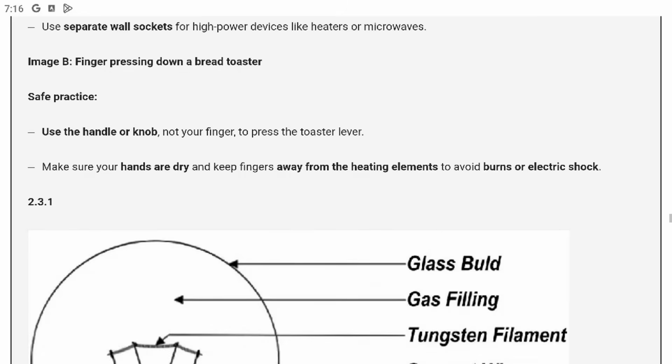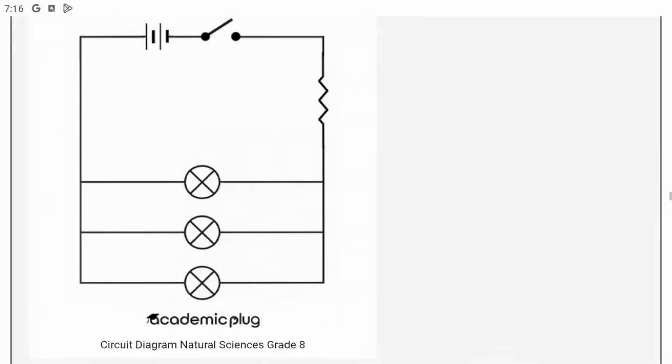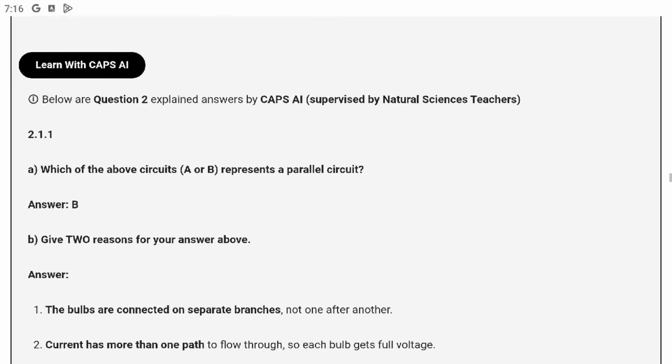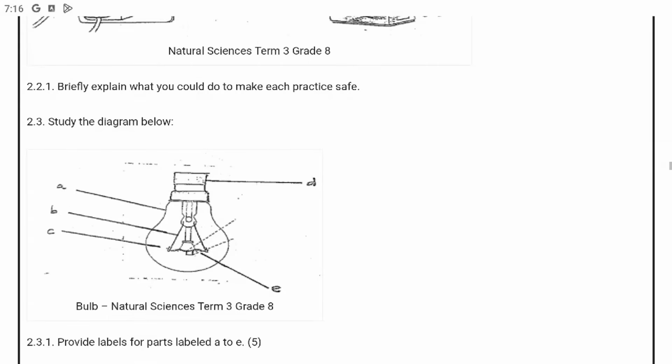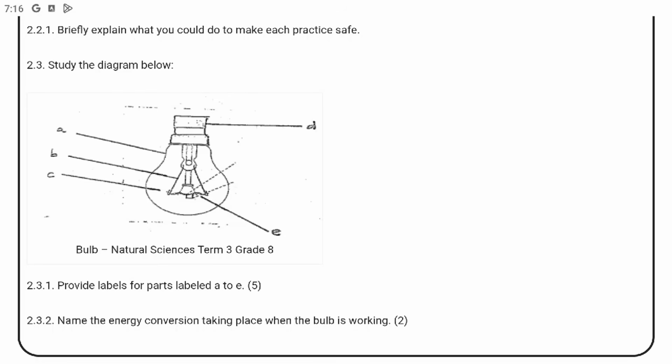All right, so study the diagram below. So 2.3.1, we're given a bulb here, and we're supposed to label it, right? We'll provide labels for parts labeled A to E, and 2.3.2 says name the energy conversion taking place when the bulb is working.